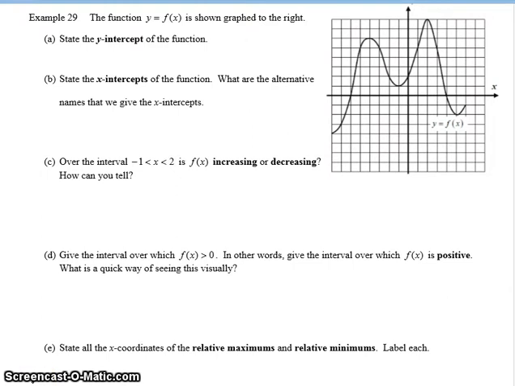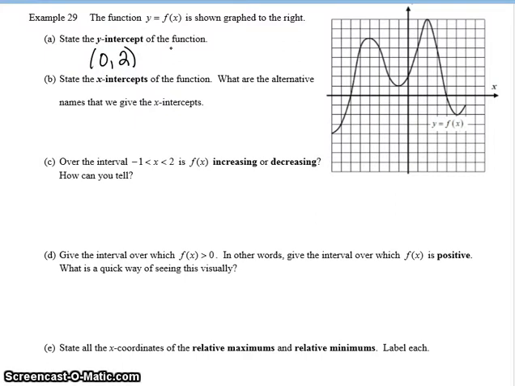This is Unit 2, Day 4, example 29. The function y equals f of x is shown graphed to the right. So here's our function. State the y-intercept. Well, remember, the y-intercept is where it crosses over the y-axis. So our y-intercept is (0, 2). Please write it out as a coordinate.